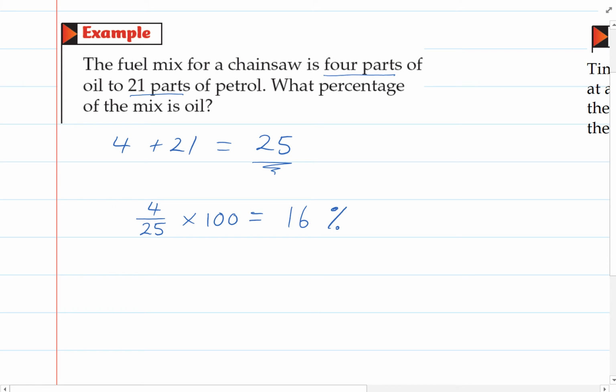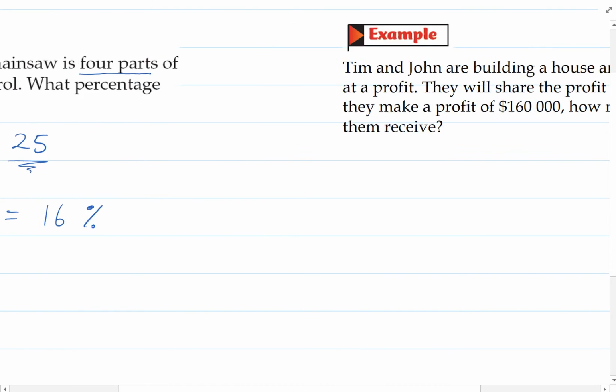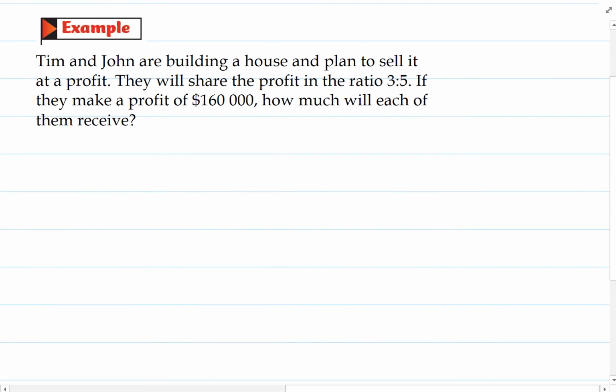Okay, so when you're working with ratios, it's a good idea to add them up to see what they come to as a total. And in this next example, that's going to be illustrated as well.